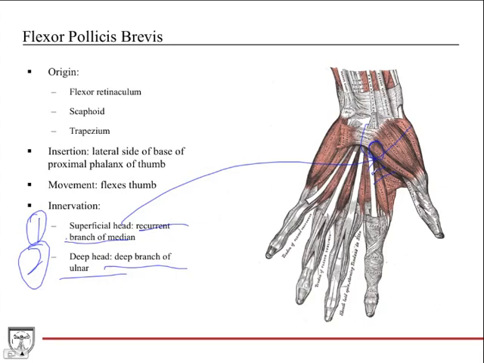So it receives innervation from two different nerves, and one is the recurrent branch, which makes sense. It's traveling through this superficial portion of the thenar area and gives innervation to the superficial head, and then the deep head comes down into this region here where the deep branch of the ulnar nerve is traveling, and can give an innervation to it here.